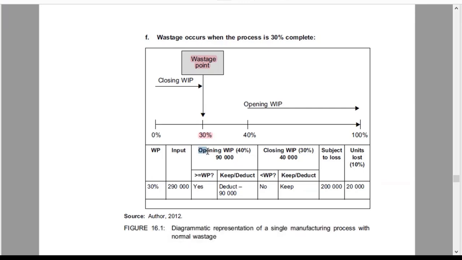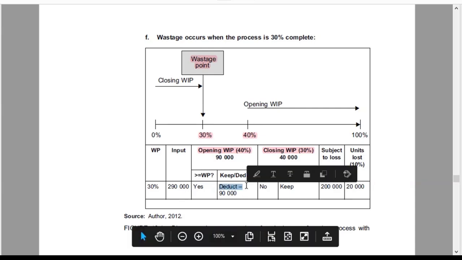Then they tell you your opening WIP is 40% into the process. So you plot it down here. They tell you closing WIP is 30% into the process. So you plot it where it is, 30% here. Then you start asking your question. Opening WIP, was it before the wastage point or was it after the wastage point? In this instance, it's after, because it's 40% in. So as a result, you have to deduct it from your input, what you started with.